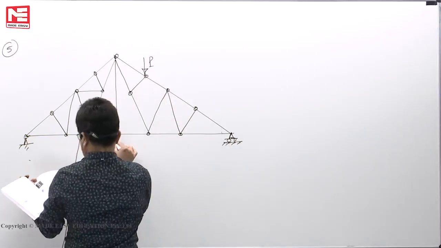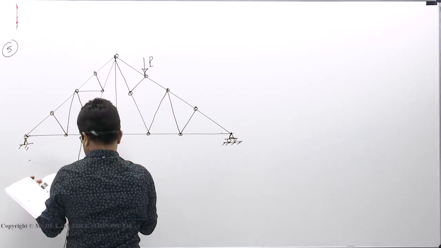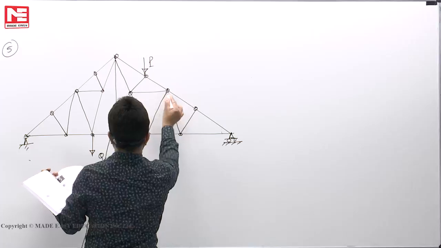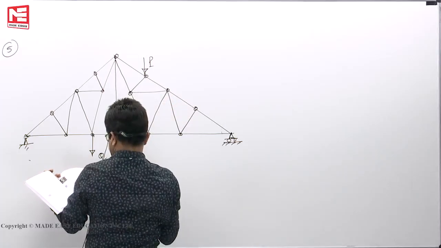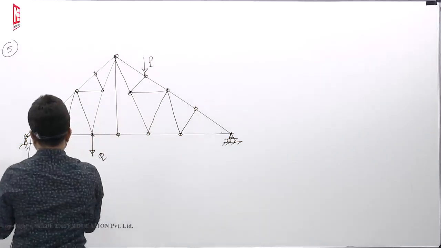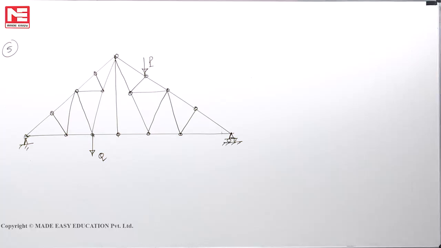Okay, this is the force Q. Second joint there is a Q. Okay, so here there is one horizontal member. Okay, all are done. Now see, number of members having 0 force.